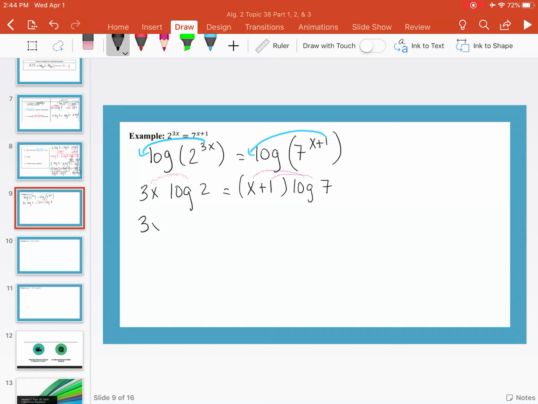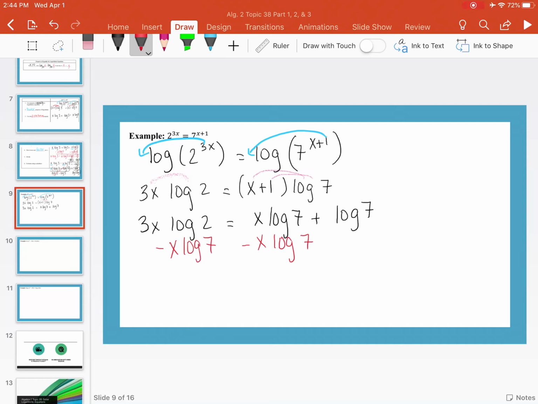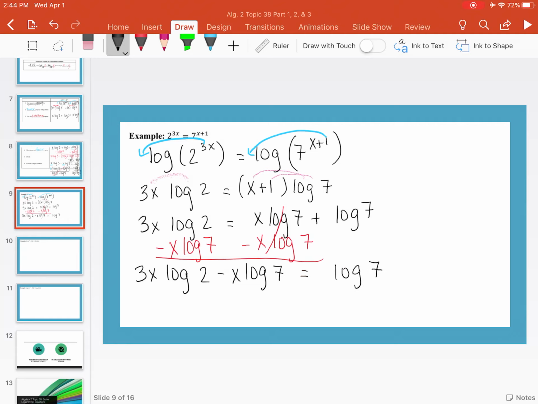And we'd end up with 3x times log of 2 equals x times log of 7 plus 1 times log of 7, or just plus log of 7. Now again, we want to move our x's to one side, so we're going to have to subtract. So I'm going to subtract my x log of 7 from both sides. And we're left with 3x log of 2 minus x log of 7 equals log of 7.